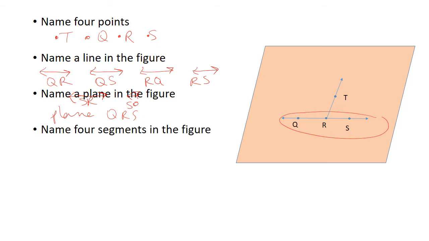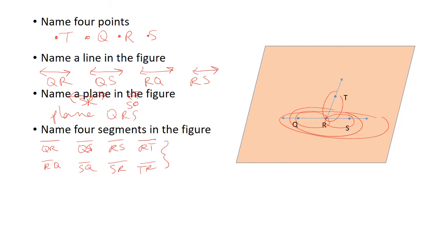Name 4 segments. So here's the segment between Q and R, between R and S, between Q and S, and between T and R. So we would say QR, QS, RS, and RT. Now you could also name these the opposite way. You could say that it's segment RQ, SQ, SR, and TR. But these are just two ways of naming the same line. Just like all of these are the same line, it's just a different way of naming it. This is a different way of naming the same segment.